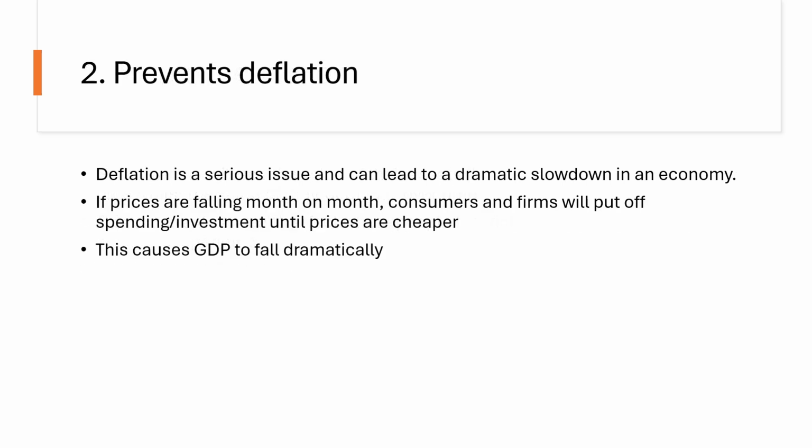Now, another positive of inflation is that it prevents deflation. And deflation is a serious issue and can lead to a dramatic slowdown in an economy. So if prices are falling month on month, then people are more likely to just wait and purchase things later. Think about it. If you've got some money and you're looking to spend it on a car, why would you spend it on a car now when prices are falling and next month that car is going to be cheaper? So consumers and firms will put off spending until these prices are cheaper. And this causes GDP to fall dramatically.